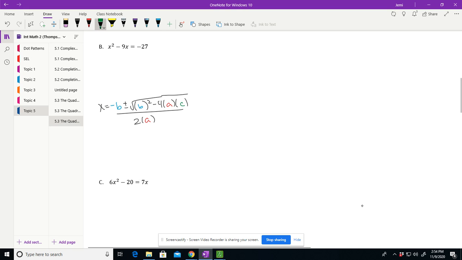Okay, so to just copy the same formula from above. For problem B, x squared minus 9x equals negative 27. Now this is not written in standard form. In order for this to be written in standard form, I need ax squared plus bx plus c equals 0. So to solve for 0, I'm going to add 27 to move it over to the other side. And now I have x squared minus 9x plus 27 is equal to 0.